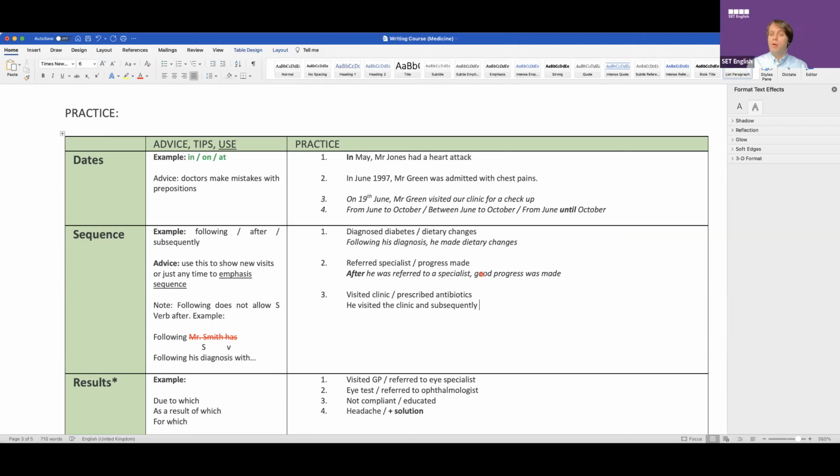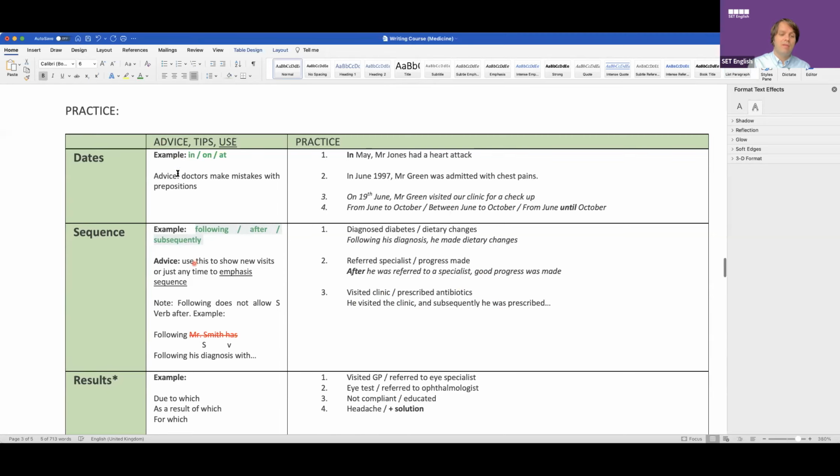Where do I need the comma though, guys? After clinic. The clinic. Yeah, good. And subsequently he was prescribed, blah blah blah. Okay, so look, this is sequence language: after and following and subsequently. All right. We'll save results till last. We might run out of time even.